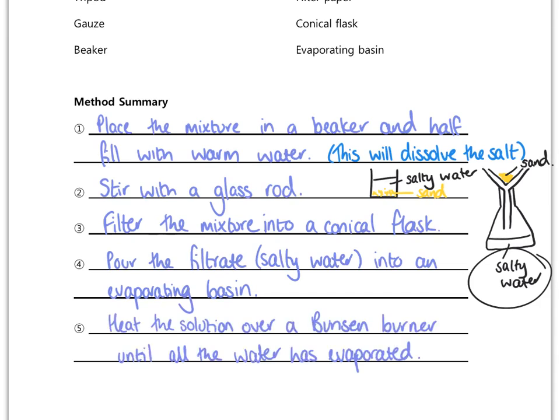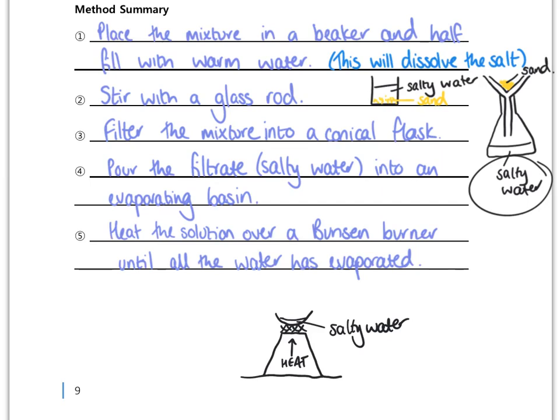So that is your final step, heating the solution over a Bunsen burner until all the water is evaporated, and you should be left with just the salt in the evaporating basin after the water has all evaporated off. If you were asked to do an apparatus diagram for your final step, that would be it there, obviously with pencil and a ruler, and each of your pieces of apparatus labelled. But you can see there you've got your heatproof mat, your tripod, your gauze, your evaporating basin. Inside the evaporating basin is your salty water that is heated with a Bunsen burner until all the water has evaporated off.